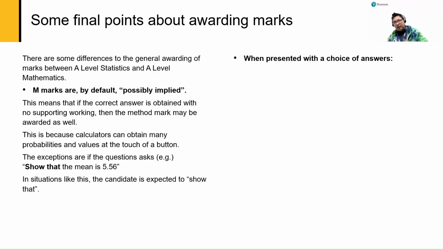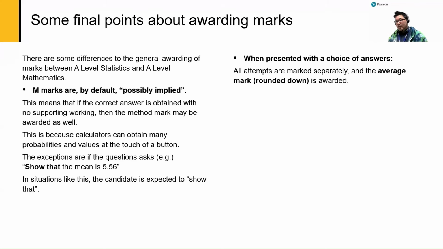The other difference is when you're presented with a choice of answers. If the student writes down two possible solutions and they are both different answers, what do we do? Unlike in maths, all attempts are marked separately, and then the average score of the attempts is taken and rounded down. If it were a 5-mark question and one person writes down 2 solutions, one of them gets 5 marks but the other gets 2 marks, then we add the 2 together and divide by 2, which gives you 3.5, and then round down to 3.